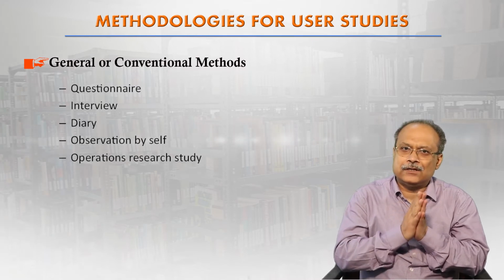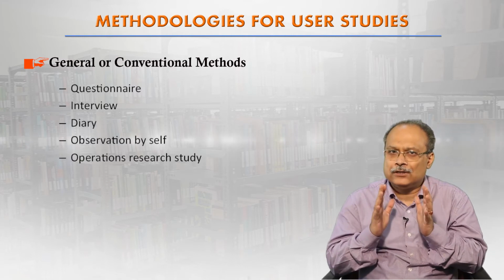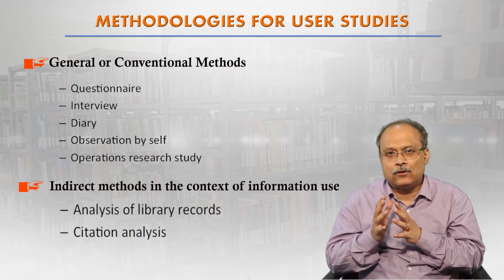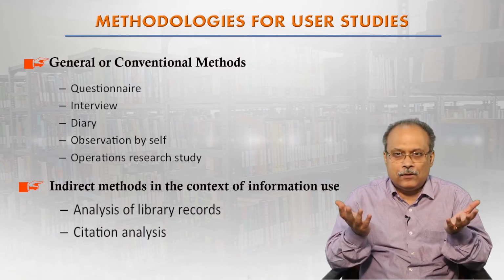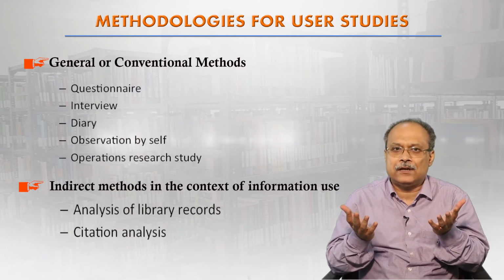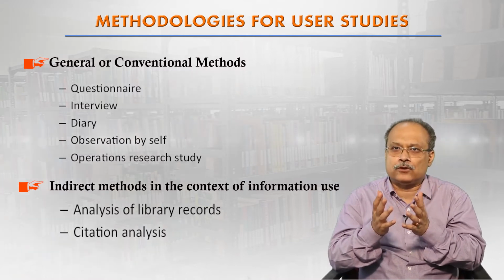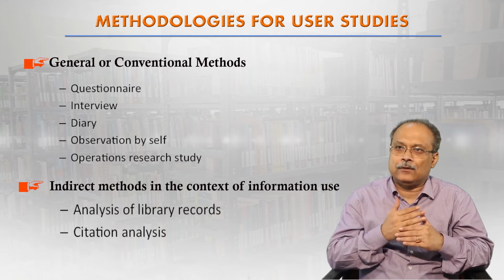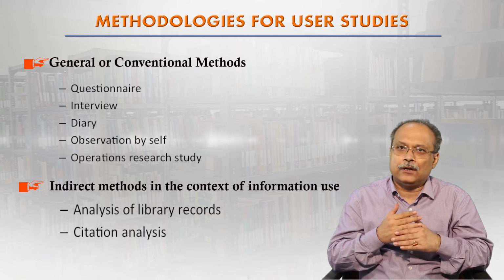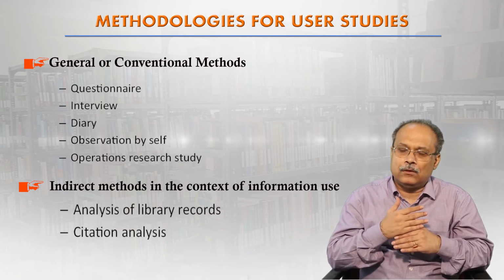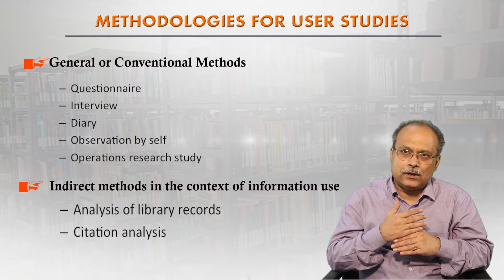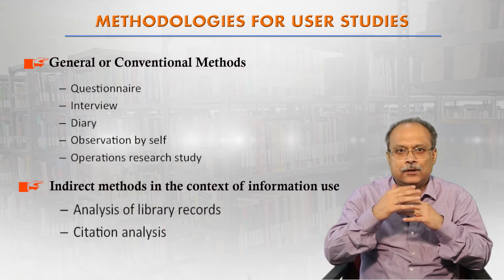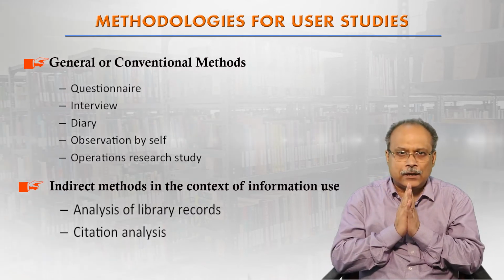And then operation research study also you can follow. So these are the general conventional methods you follow. Then there are indirect methods like analysis of library records. How many times, for example, Science Direct, Elsevier Science Direct, are used, what journals are used most, what databases are used most, such type of records. How many times the same user comes back to the library, at what frequency you are receiving users, or what is the time when the maximum number of users visit your library. Such type of library records you can analyze.